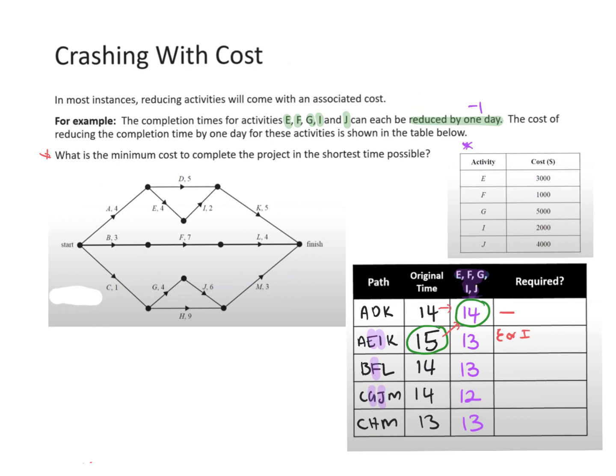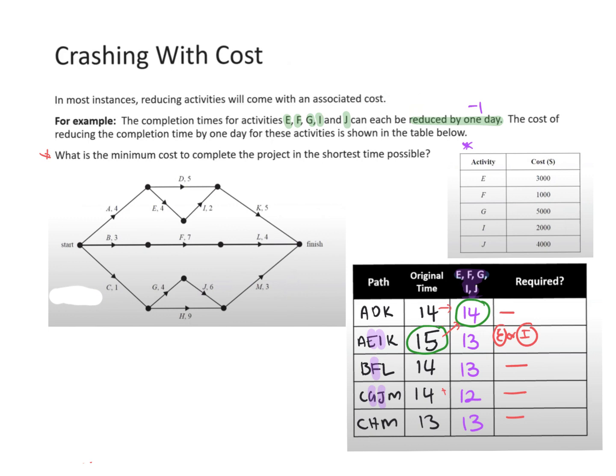Now, the next one, to get 14 to 14, I don't need anything. The next one, don't need anything. And 13's already under, so I don't need anything. So there's only one that needs to happen. Now, it's got to be E or I. So which one do you think we're going to pick?